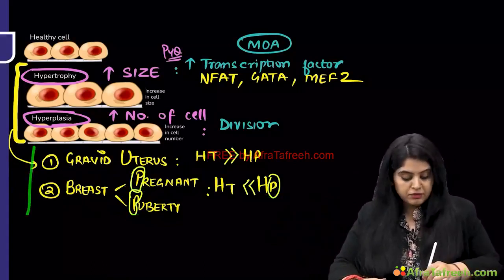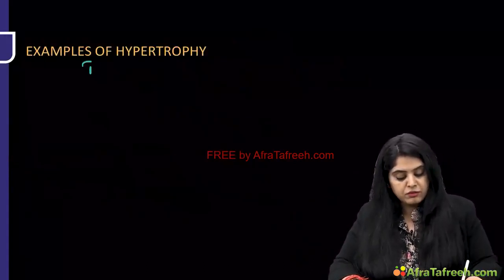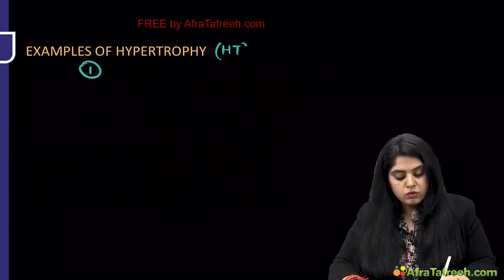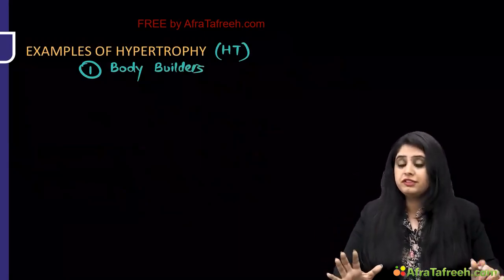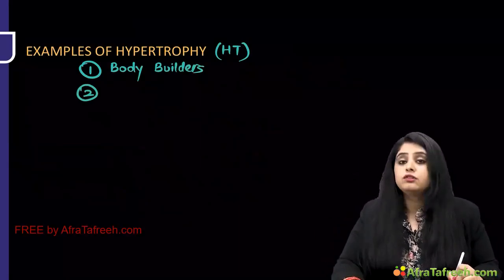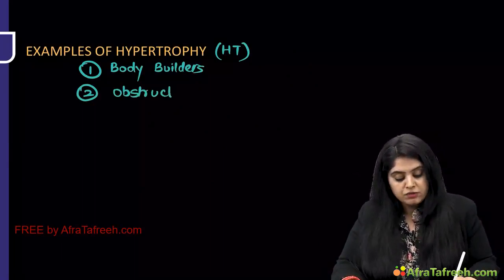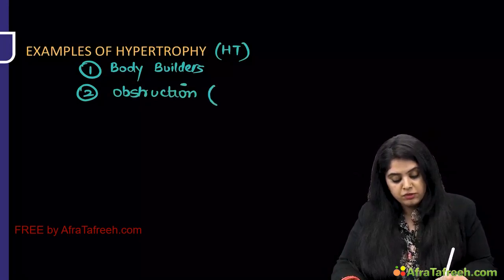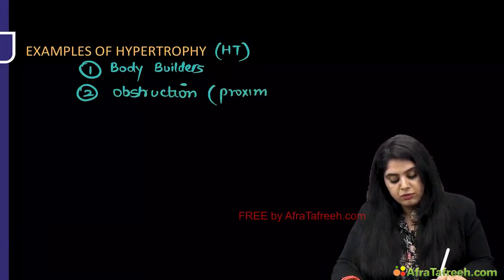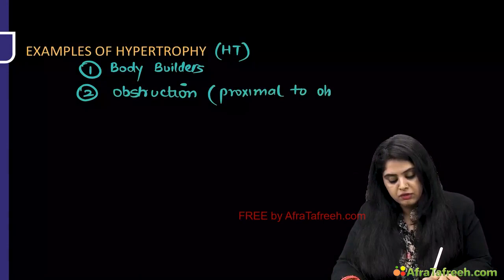These were common examples. What are the individual examples that you have to know? Only and only showing you hypertrophy. I think everyone is aware that in bodybuilders the skeletal muscle, the big muscles is hypertrophy, the size increases. Second, you also know that in case of any obstruction in the body, proximal to the obstruction, hypertrophy occurs.